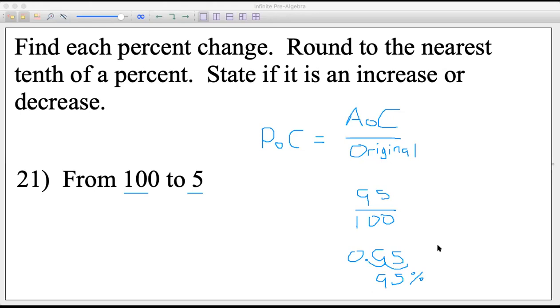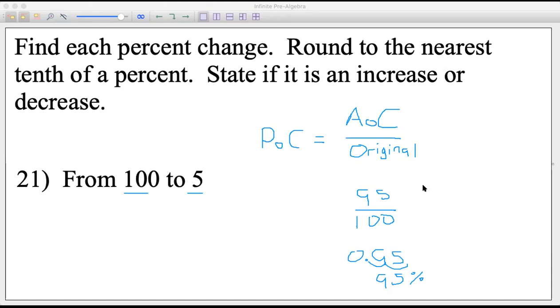Step 1, plug the numbers into the formula. POC is equal to AOC over original. Where did I get AOC? Take the two numbers, subtract them. Original number is your first number. Are you listening? Okay, for the third time, 95 divided by 100. It would not be 5. I didn't say subtract. I said divide.